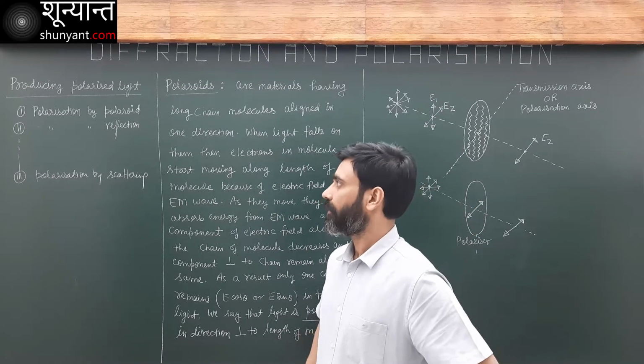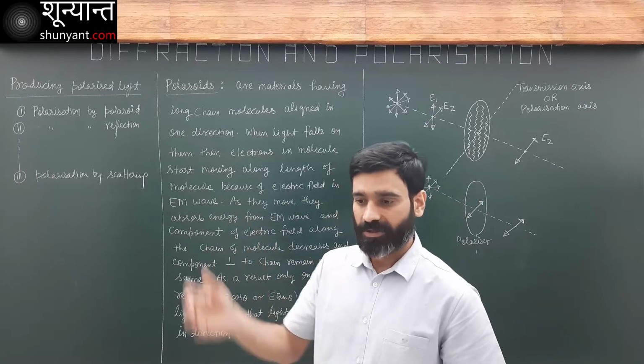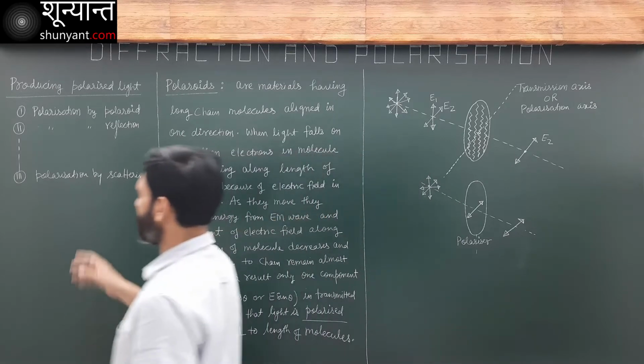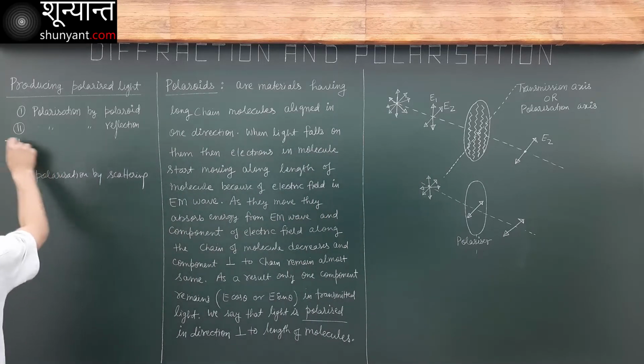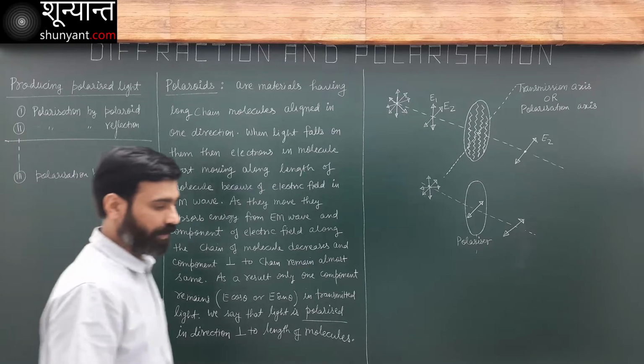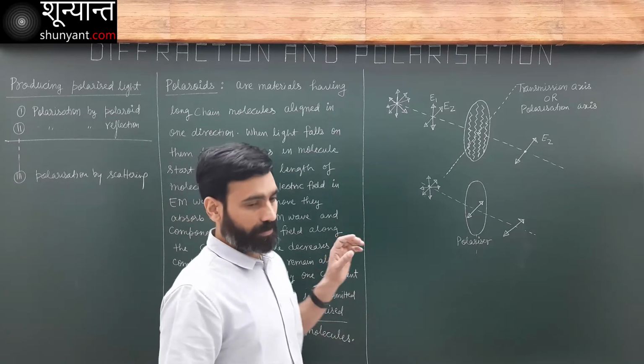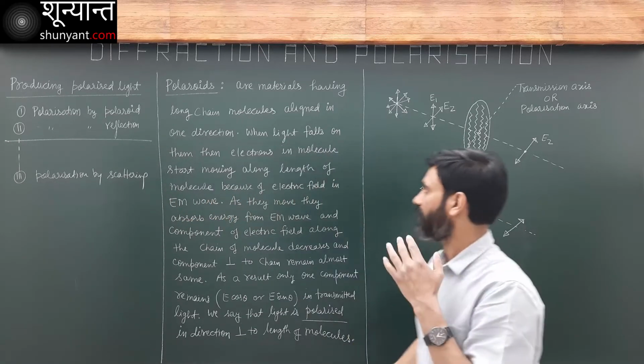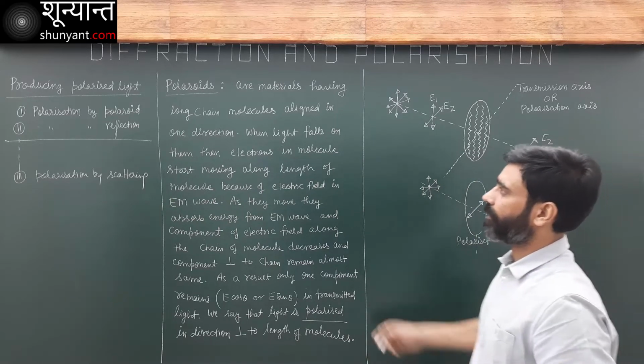And several other methods are also there. But here we are going to discuss only these two: polarization by a Polaroid, and by reflection. These are the two most common and simplest methods to polarize light. Okay, note down these things. Of course, I'm going to explain all of this diagram.